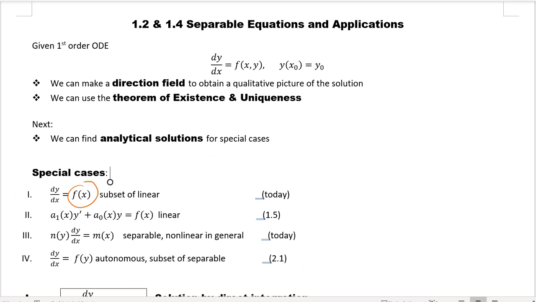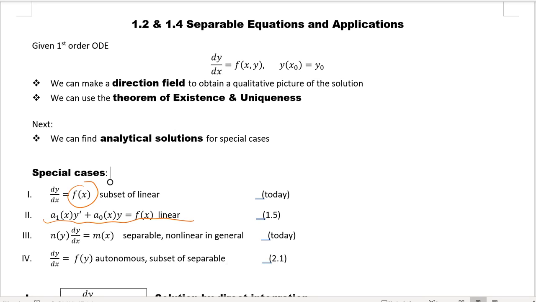So this is just a function of x. Well, then we just integrate both sides. This is like a subset of linear ODE we're going to talk about today. And then the general linear first order ODE, we're going to talk about in section 1.5.